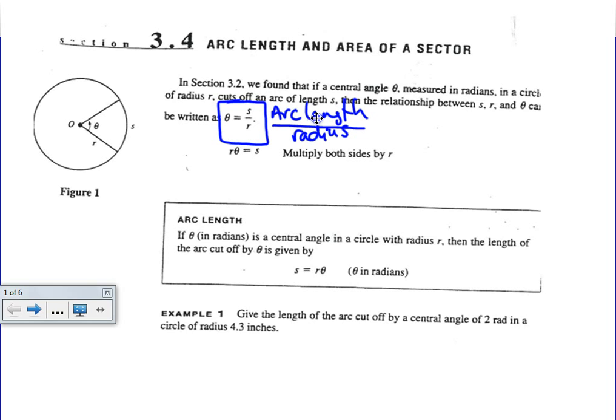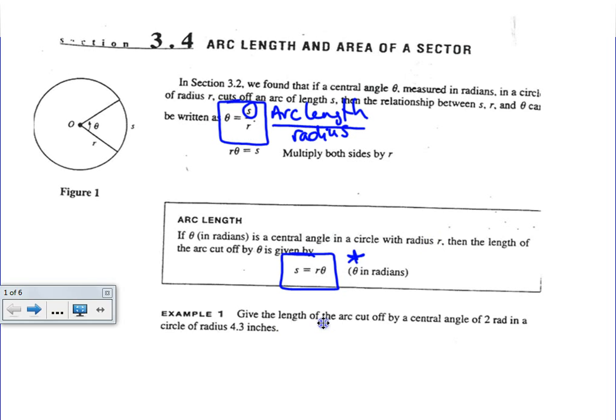Now if you take that equation and you rearrange it by solving for the s, so you multiply both sides by r, you'd end up with the formula s equals r times theta. So that is the formula that we're going to refer to when we ask you for arc length. And remember, theta is always a measurement in radians. Your angle must be in radians.